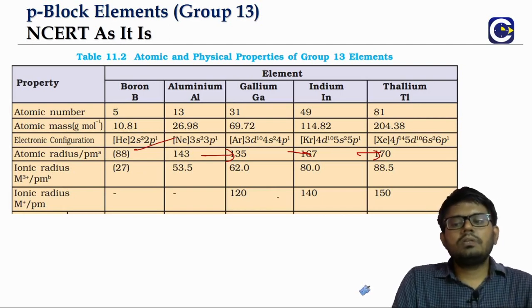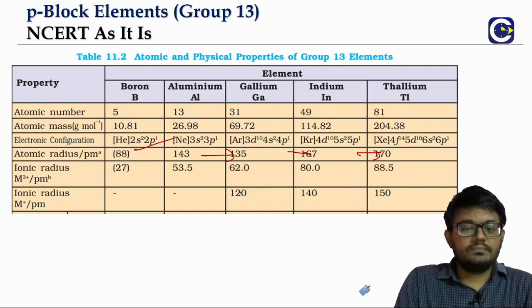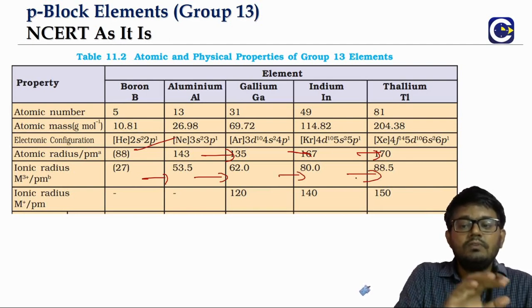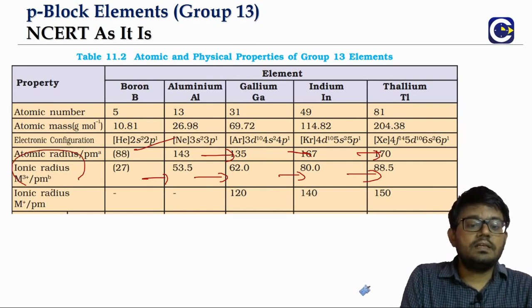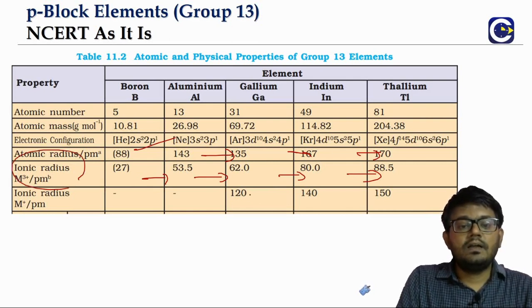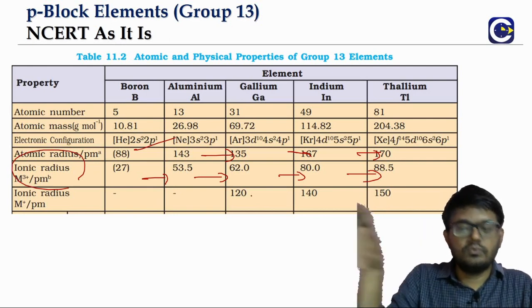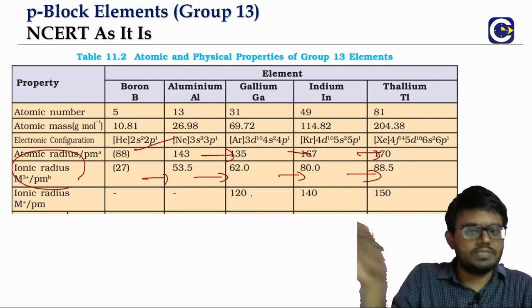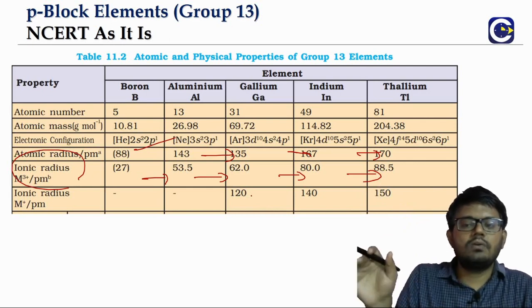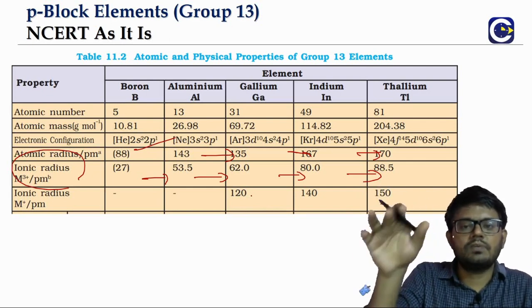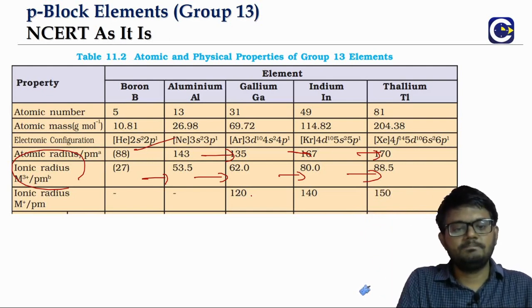Whereas when you talk about the ionic radius, it's interesting. The ionic radius will show a normal trend, because we are talking about the +3 oxidation state, which means the entire outer shell is removed. So the ionic radius will have a regular trend, whereas the anomaly is only in terms of the atomic radius.